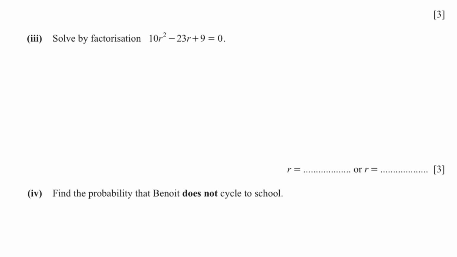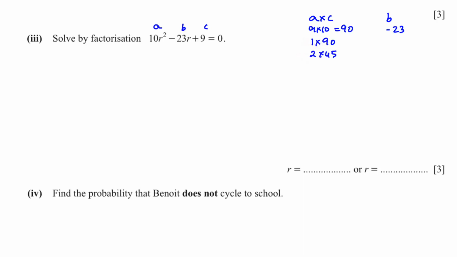This question we have to solve by factorization. Part 3. Solve by factorization: 10r squared minus 23r plus 9 is equal to 0. So this is a, b, and c. In factorization, we have to multiply a by c, and the factors of ac should add up to b. So 10 times 9 is 90 and b is negative 23. Write down all the factors of 90.